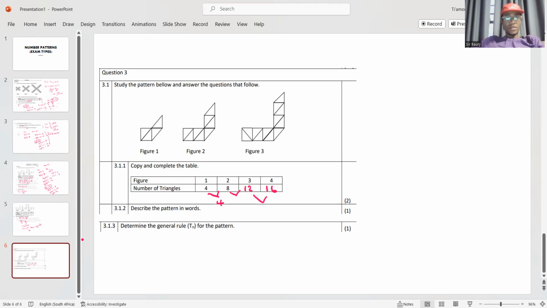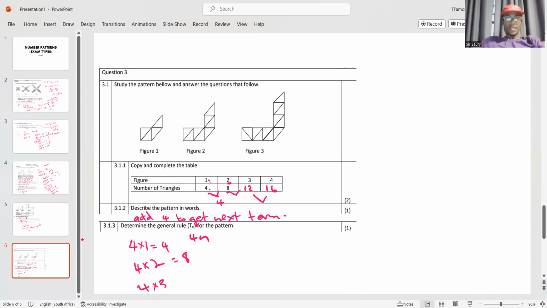Now, describe the pattern in your own words. Add 4 to get the next term. General rule. Let me see. What do I have to multiply this by for 1 to get 4? I multiply 4 times 1, so this is 4. So I can look at 4n. Let us say 4 times 2, I must get 8. I'm getting 8. 4 times 3, I must get 12, which is the 12 here. So Tn is equal to 4n. This was an easy question.